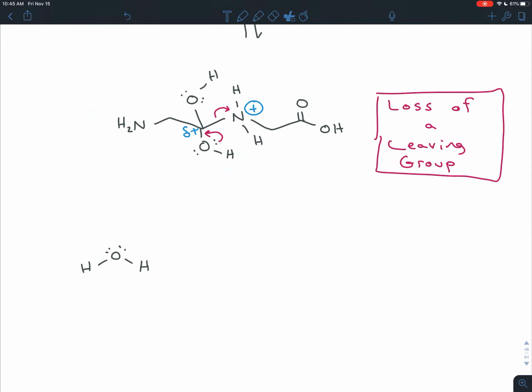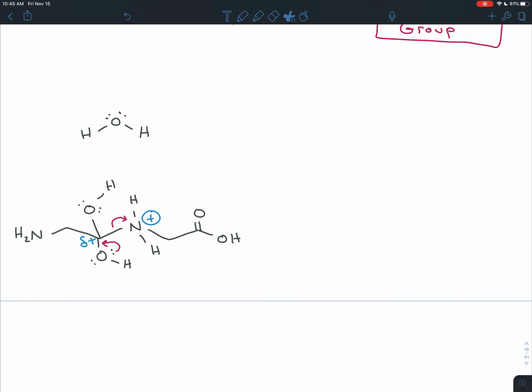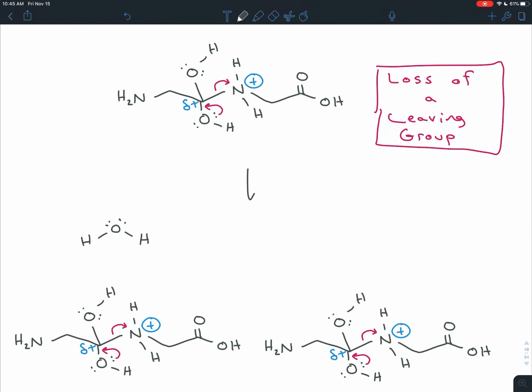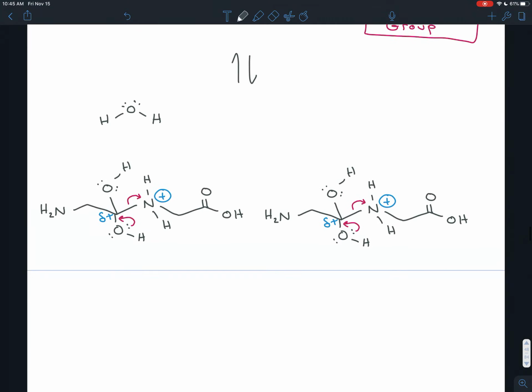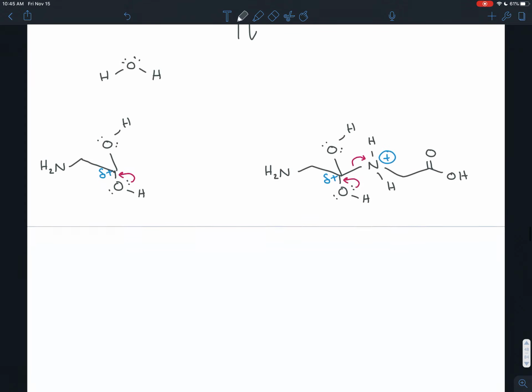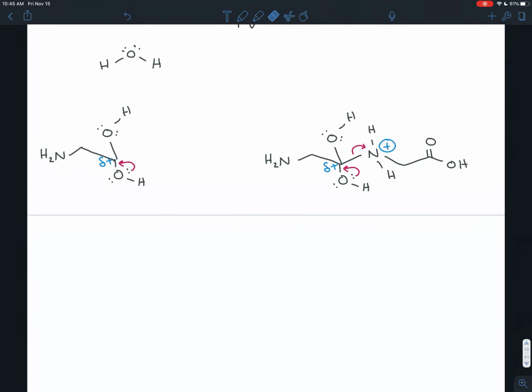Okay, well, what we end up with here is, first, 2 pieces. So let me separate those. We'll have our leaving group leaving from this molecule. And then on the other part, the leaving group will have left. Okay, so these are the 2 pieces of our molecule.